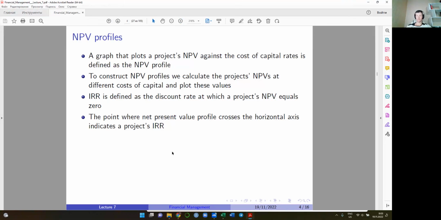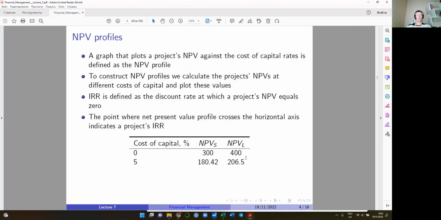For those projects that we have seen on the previous slide, net present values, if the cost of capital is 0, are going to be these. With cost of capital 5%, net present values are going to be these. So project L is better than project S because project L gives us a larger increase in shareholder wealth.